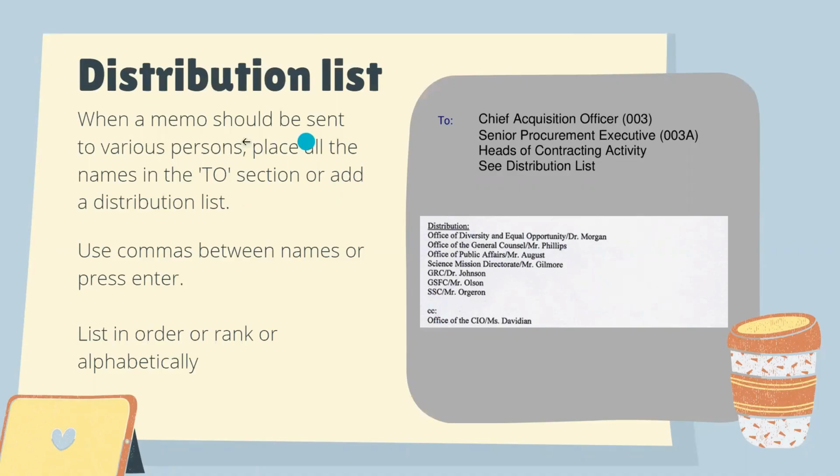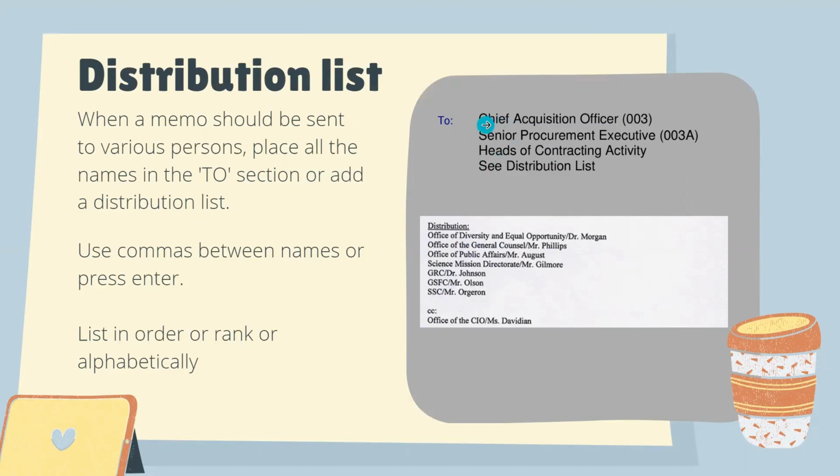And so when a memo should be sent to various persons, place all the names in the to section, or add a distribution list at the bottom. When it comes to distribution lists, it's always suggested you put them at the top unless they ask you to do otherwise. When you put them at the top, that just means that your to section is a bit longer than a previous letter or a previous memo, sorry.